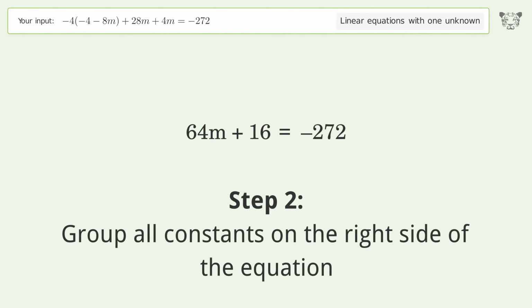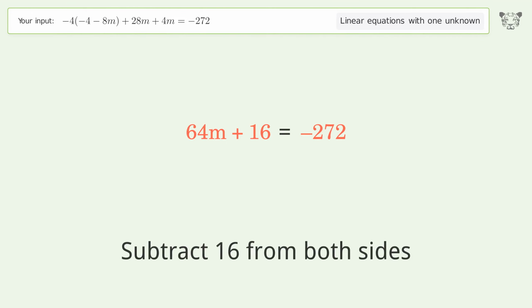Group all constants on the right side of the equation. Subtract 16 from both sides. Simplify the arithmetic. Isolate the m. Divide both sides by 64.